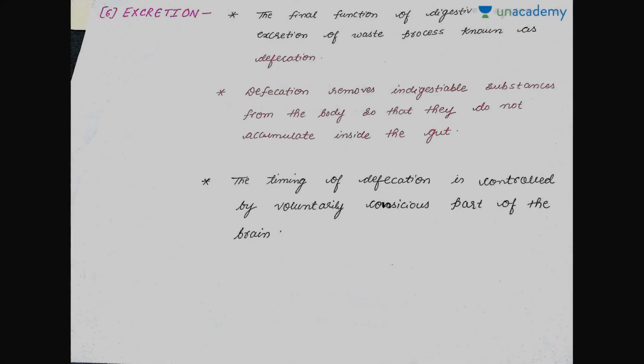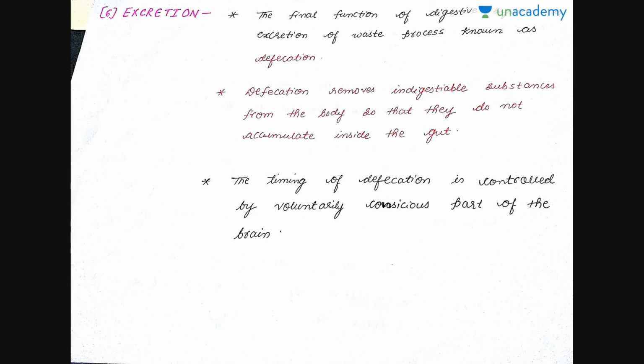Now, the last and the foremost thing is excretion. Excretion is the final function of the digestive system. It simply means the excretion of waste products, that is defecation. Defecation removes indigestible substances from the body so that they do not accumulate inside the gut. Okay, the timing of defecation is controlled by the voluntary conscious part of the brain.